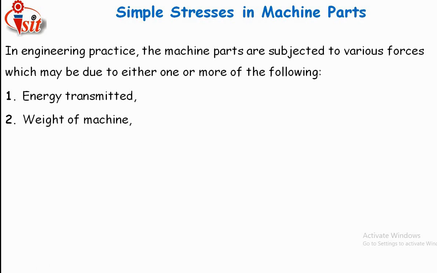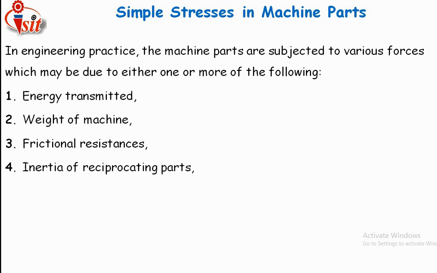The second element is the weight of the machine. Self-weight of the machine is also a responsible factor due to which simple stresses are induced in a machine part. The third parameter is the frictional resistance. As we know, when two parts are in contact with each other and move with respect to each other, there is a possibility of frictional resistance between these two parts. That frictional resistance causes the subjection of loads or induction of stress in that element or part.